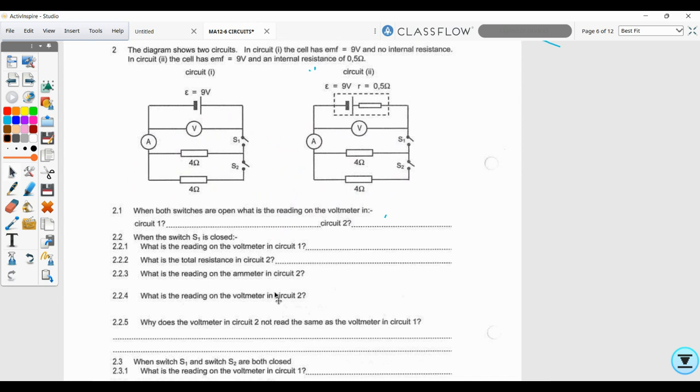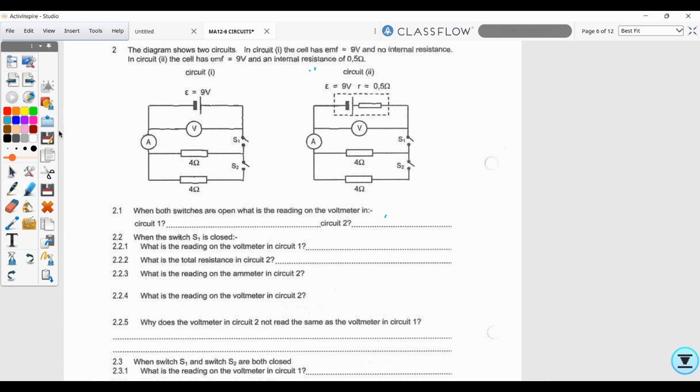Okay, so let's look at the second one. Still internal resistance there. So it says two circuits. The EMF here is 9, no internal resistance. And here the internal resistance is 0.5. When both switches are open, what is the reading on the voltmeter in circuit 1? So when these two switches are both open, what would the voltmeter reading be?